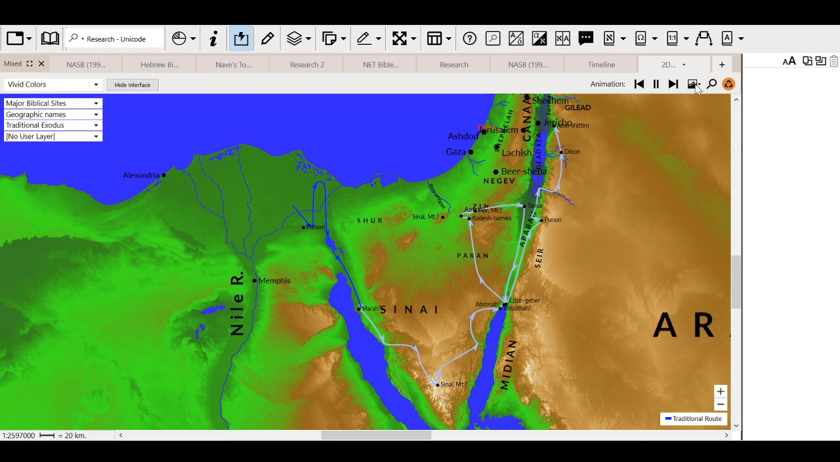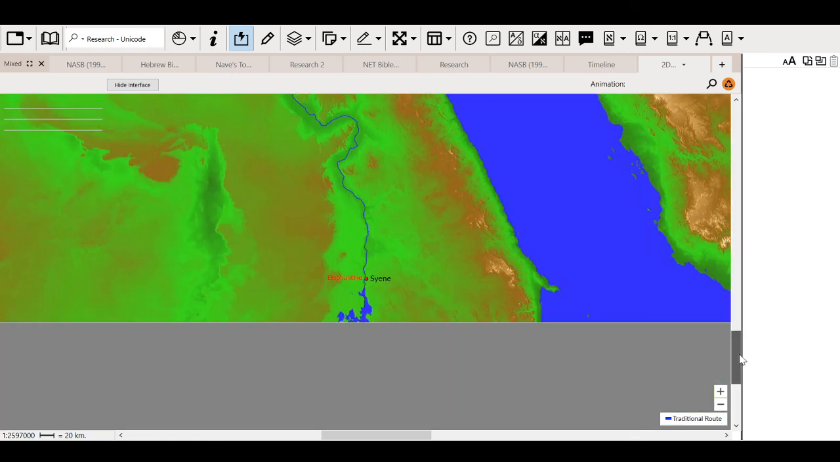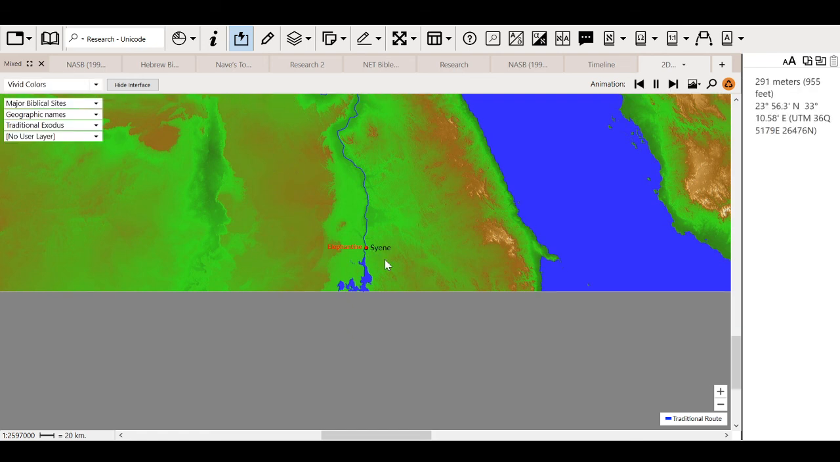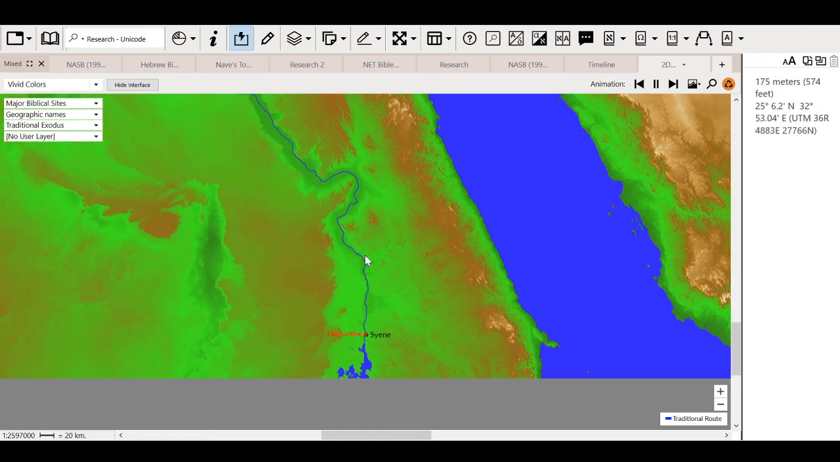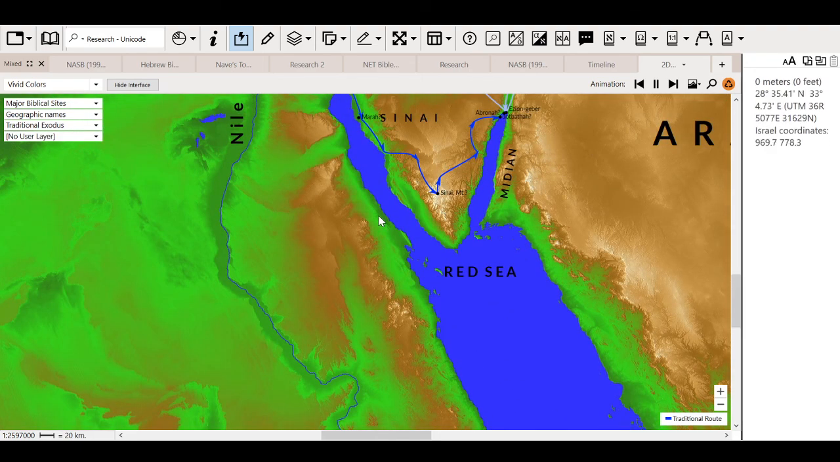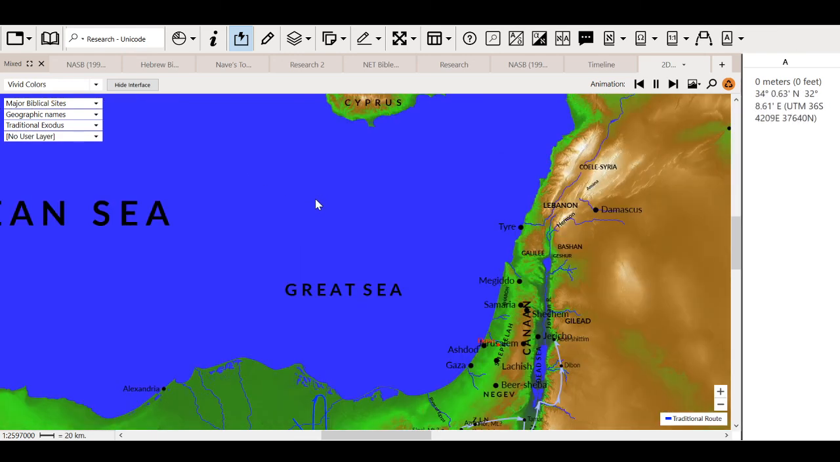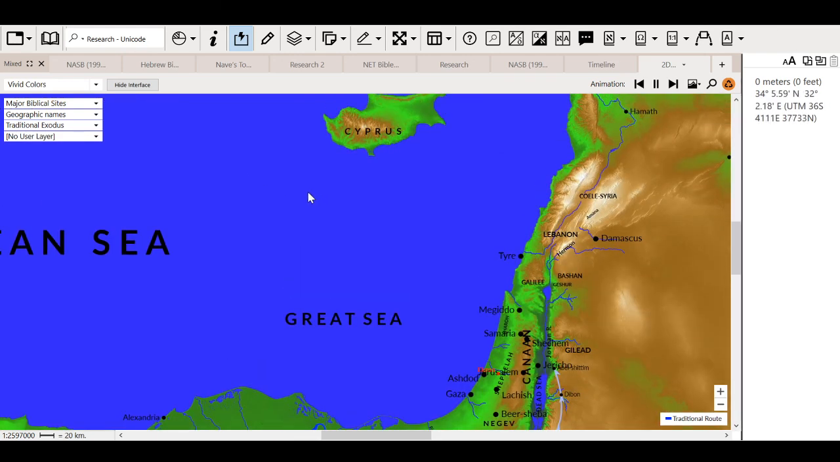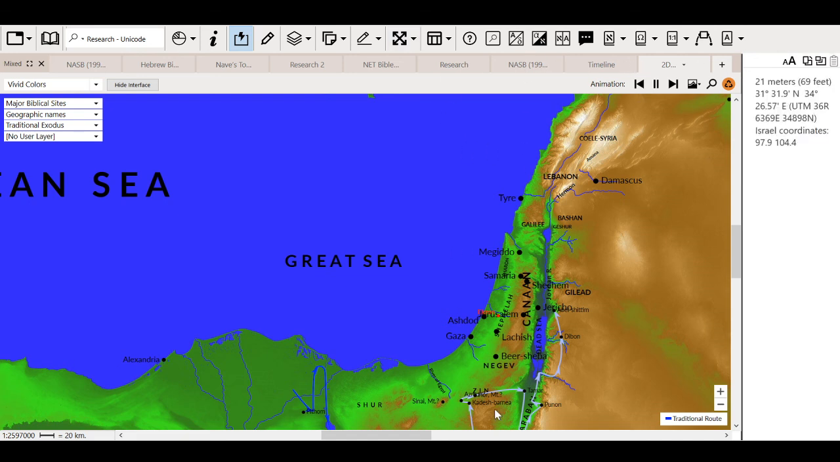Let me see, this is a 3D map. Okay, there's no 3D map here. So the animation is here already. So we know where Elephantine is. It's somewhere here on the Nile River, near this place called Syene. Well, anyway, that's the map that you can actually see on the Accordance Bible. Interesting.